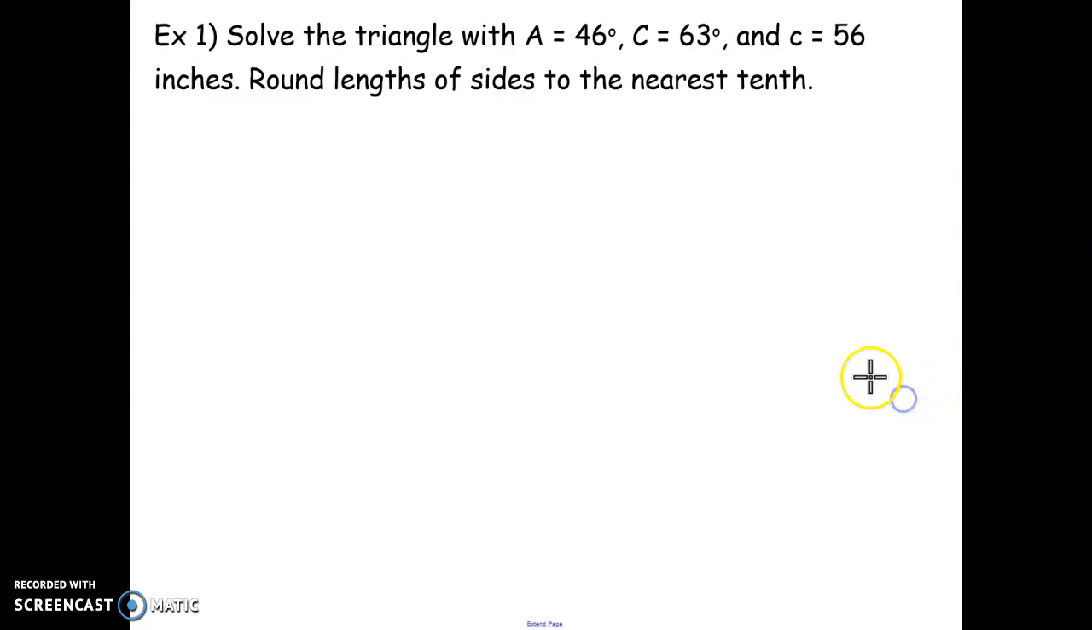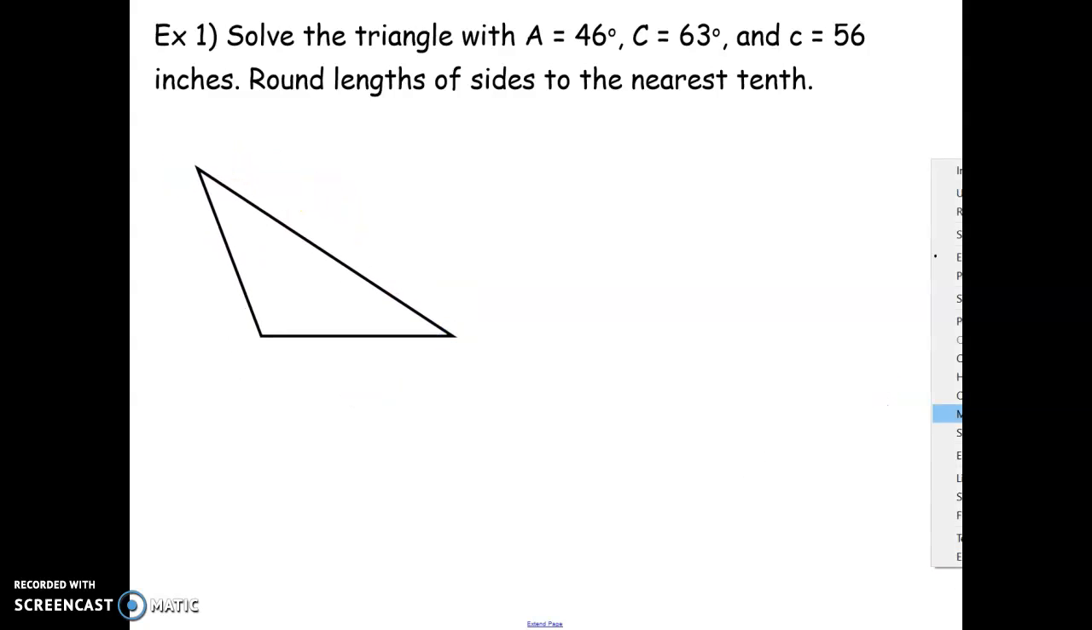I don't need the right triangle because it's not a right triangle. Let's see, shape here, we'll do this one. Okay, so I'm gonna go ahead and label this.